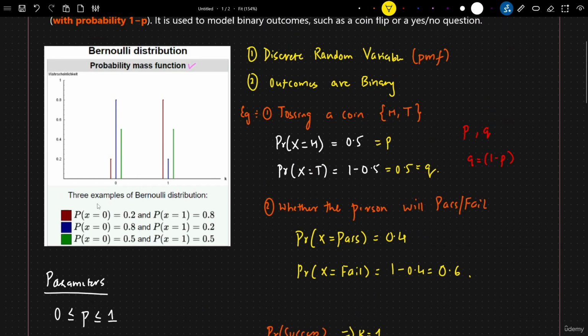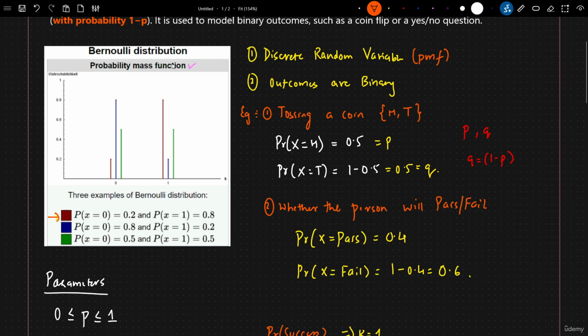Now let's go ahead and see this diagram. Now here, let's consider this is one of the trials. In this trial, which is denoted by this red line, the probability of x is equal to 0, one of the events, is 0.2. So for the other event, that is x is equal to 1, it will become 0.8. So this is one of the red lines and this is the other red line, right?